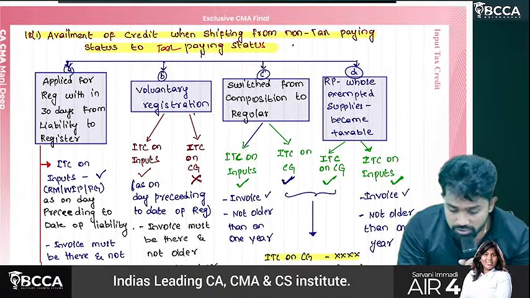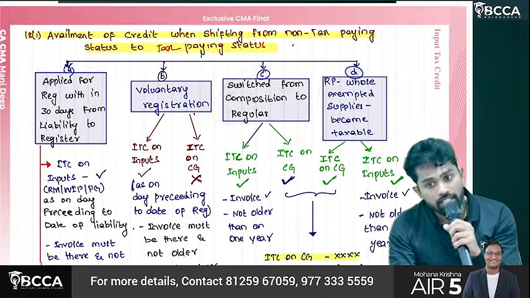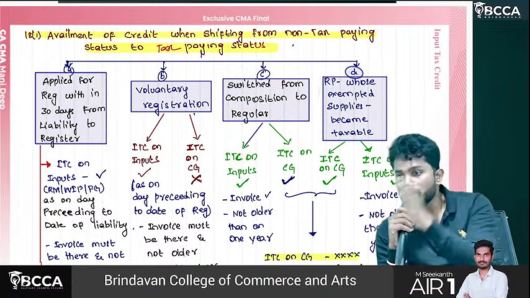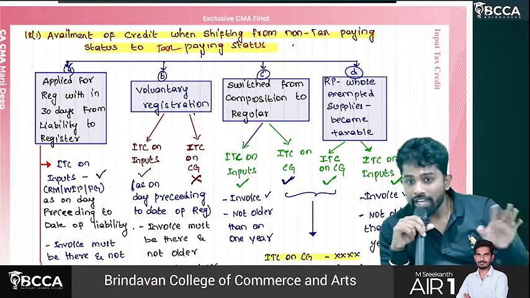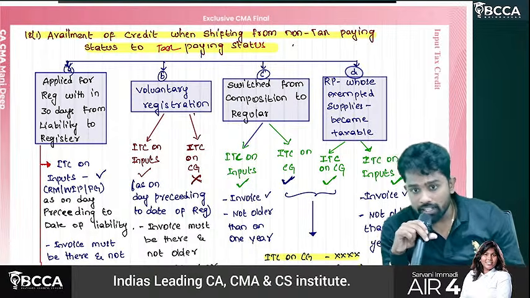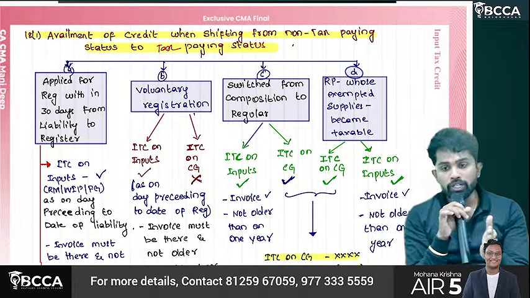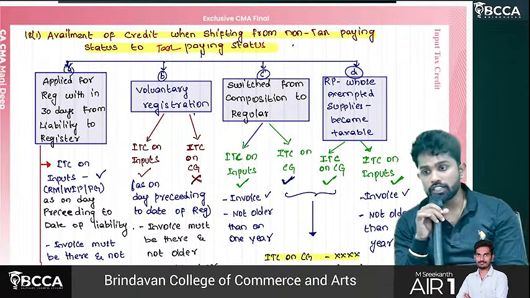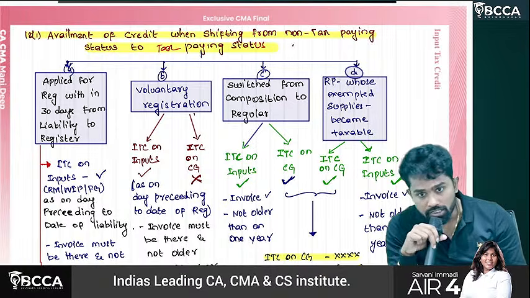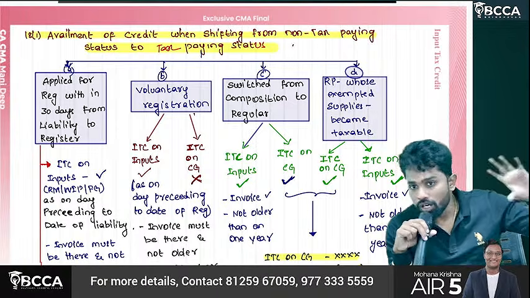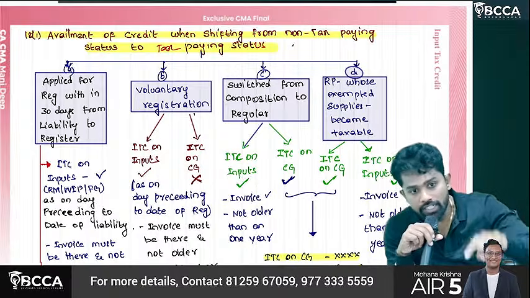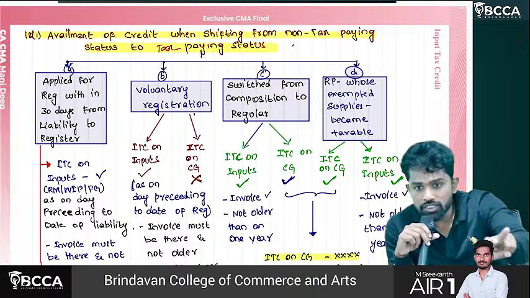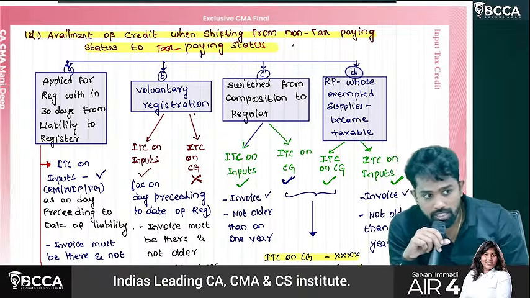Then he switched from composition to regular. Sir, when he shifts from composition to regular also, same. On the closing stock he can avail ITC. Sir, let's say from 1st December he shifted from the composition scheme to the regular scheme. Then on 30th November, however much closing stock is there, related ITC can be availed. Two conditions: invoice must be there and not older than 1 year.